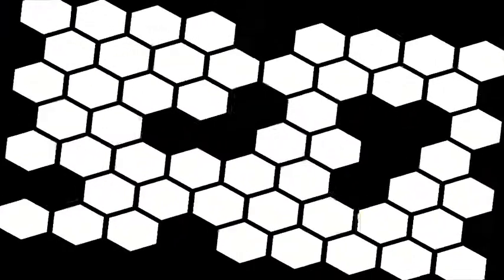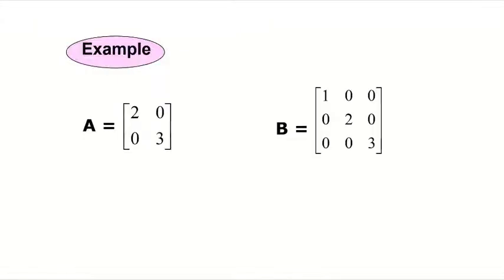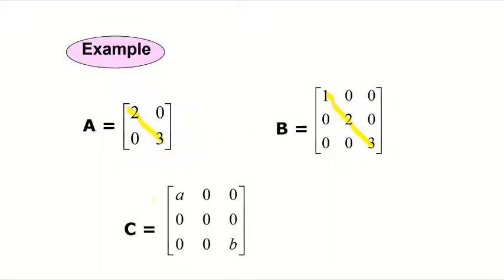Okay, let's see an example of a diagonal matrix. First example, A, we have 2, 0, 0, 3. This is the diagonal, and the non-diagonal entries are 0. The second, matrix B, this is the diagonal, and the non-diagonals are 0, same as C. These are the diagonal entries, and the others must be 0. So the diagonal can be any numbers.